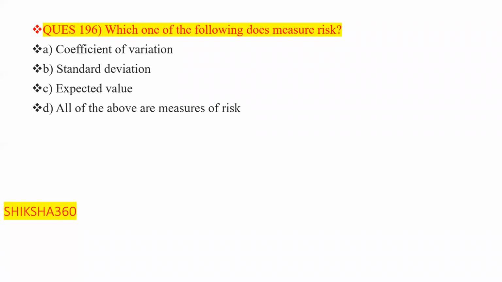Coefficient of variation, standard deviation, expected value, and all of the above are measures of the risk. We will measure the risk with respect to all of these. So option number D is the correct answer here.